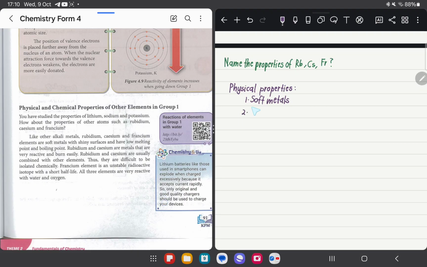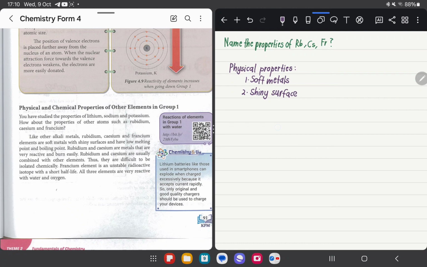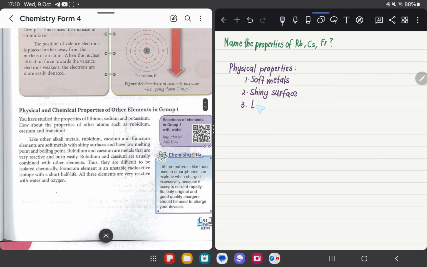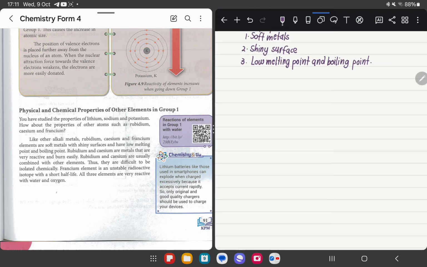They have shiny surface. Memang tahu group 1 elements everyone have the shiny surface. All the metals have shiny surface and they have low melting and boiling point. So I can write here lah, low melting and boiling point. So these are literally what you should remember, low melting point and boiling point. This one you should remember, no choice at all. Lepas you dah kata about these physical properties, then you should know about the chemical properties as well.